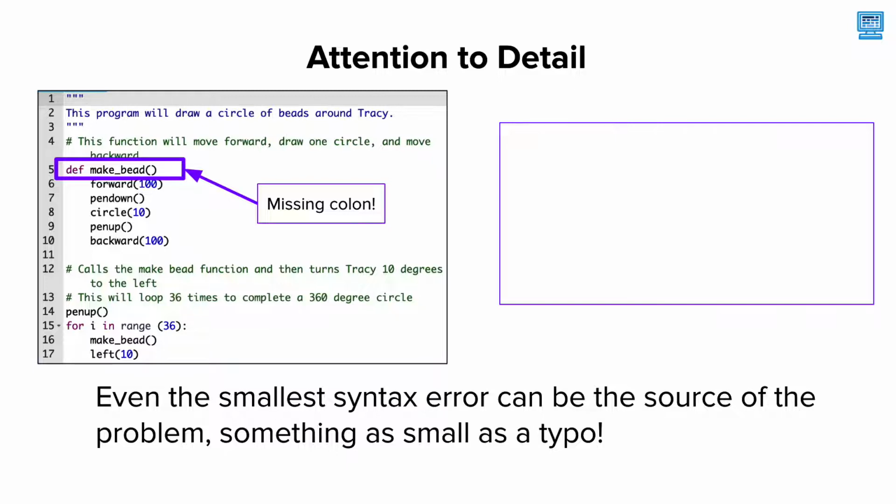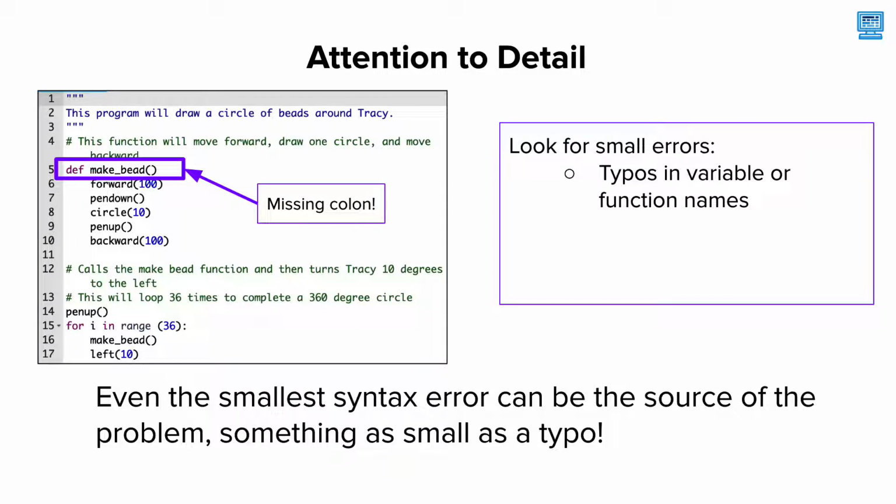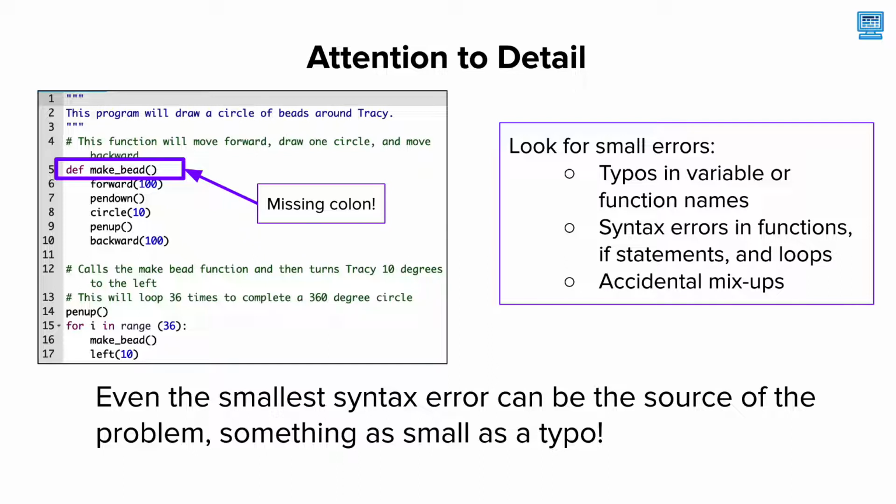The first step in debugging is attention to detail. The smallest syntax error can be the source of the problem, even something as small as a typo. Paying attention to detail means zooming in on your code line by line and looking for small errors, such as typos in variable names or function names, syntax errors in function definitions, if statements, and loops, and checking for accidental mix-ups. Maybe you made a copy and paste error and forgot to update a variable or a parameter.